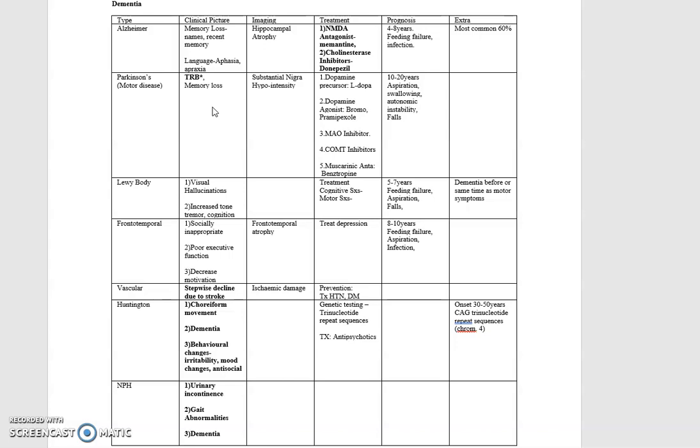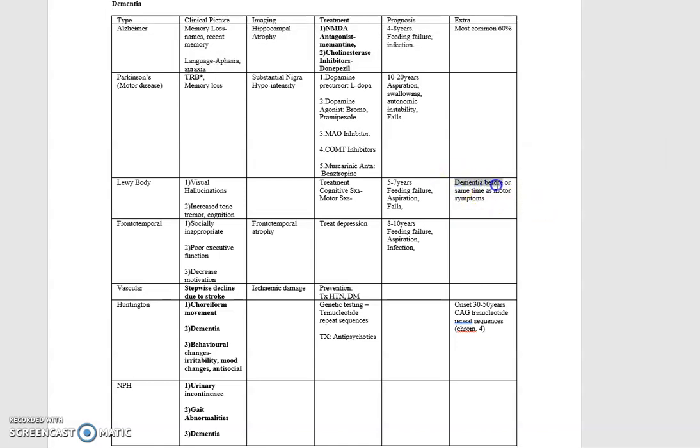So with that, I would like to contrast Parkinson's disease with Lewy body dementia. Lewy body dementia is characterized by visual hallucinations, increased tone, tremor, and problems with cognition.